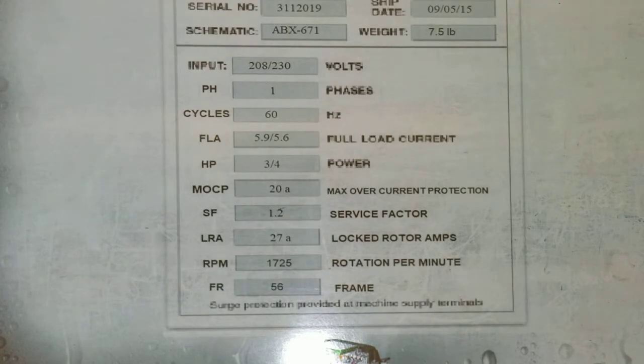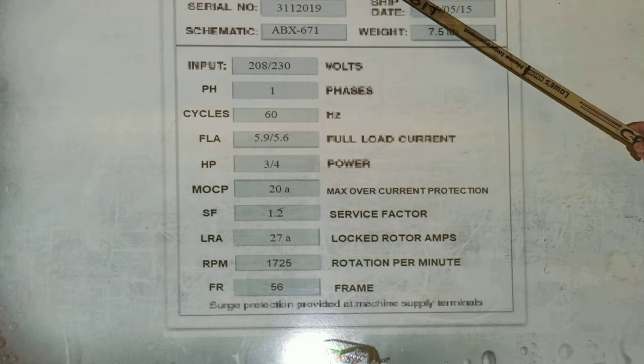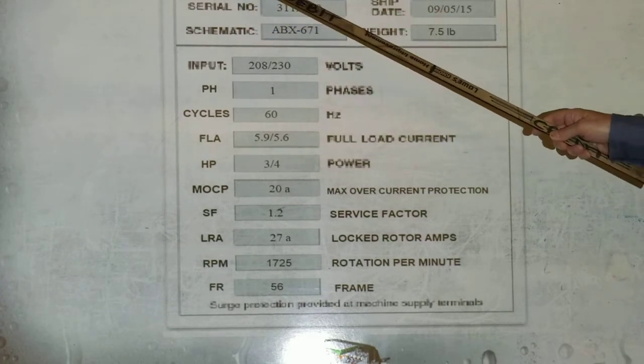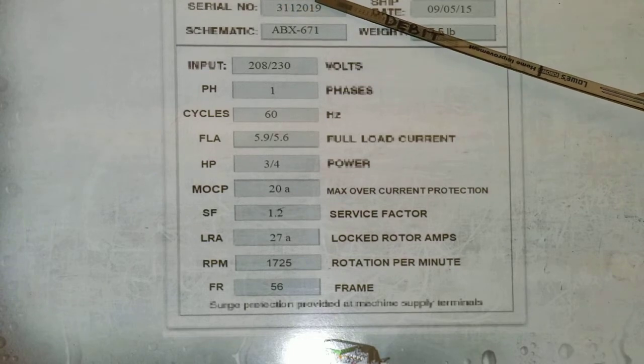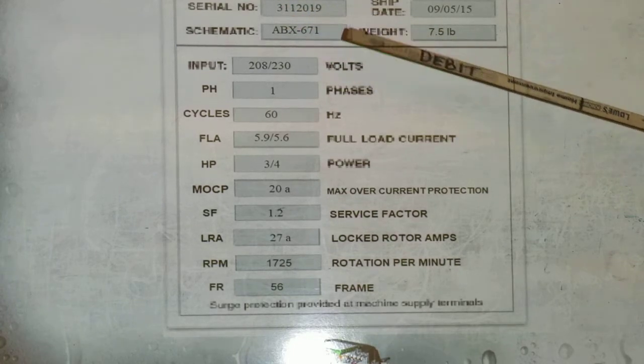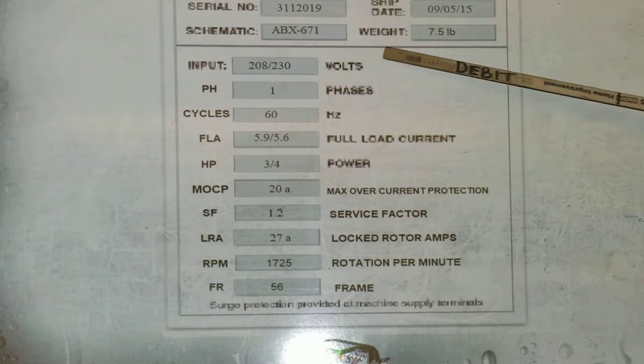Okay. We have a motor nameplate here. As you can see, Institute of Technology, it's IoT Motors. Right, here's your model number, your serial number, schematic number.